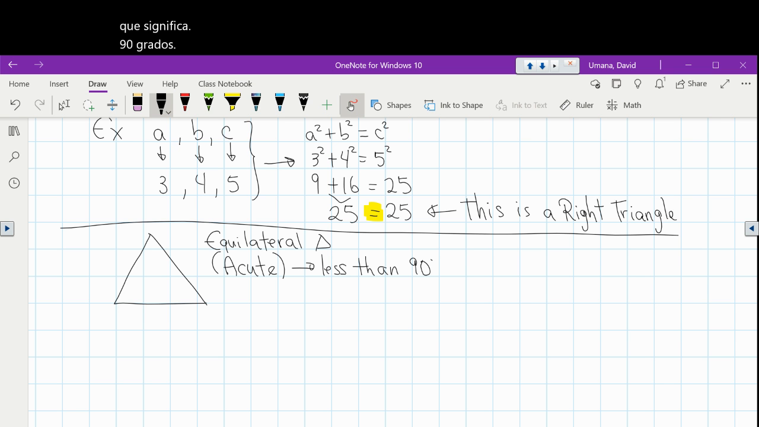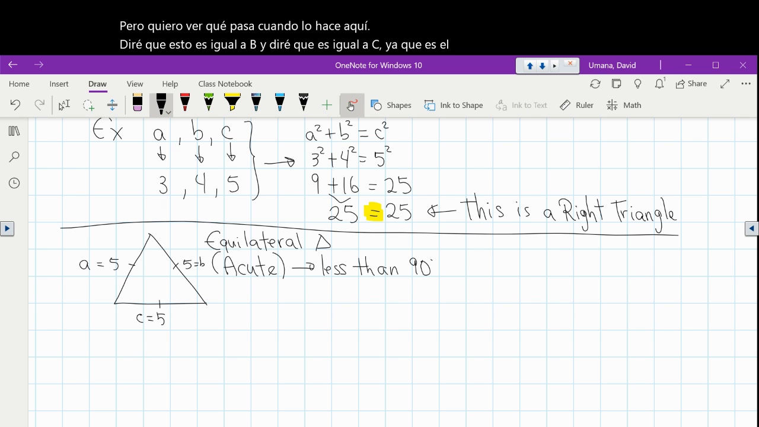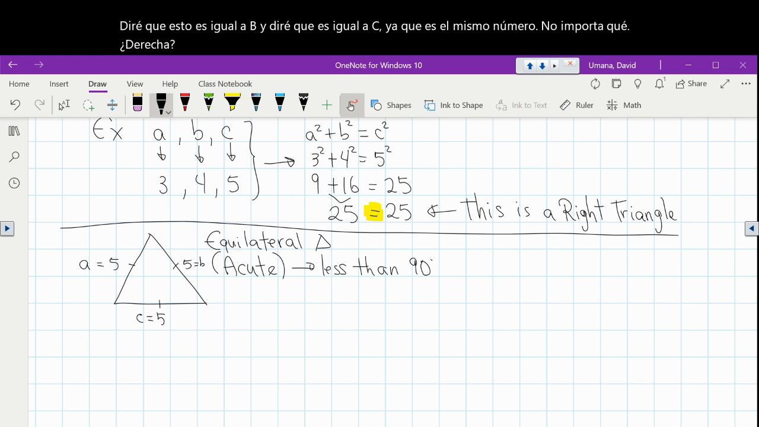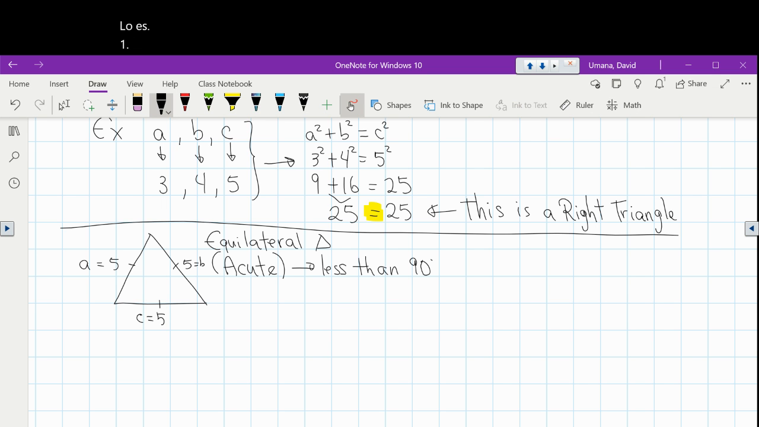So I'm going to make a triangle where I know on purpose this is not going to work. And I'm going to say that this measures 5, this measures 5, and this measures 5. I know it's going to fail, but I want to see what happens when it does. So in here, A equals, I'll say this equals B, and I'll say this equals C. Since it's the same number, it doesn't matter which. Okay? And I only want to see what happens when I purposely make a triangle that I know doesn't have the 90 degree angle. Right? I know it doesn't do it.